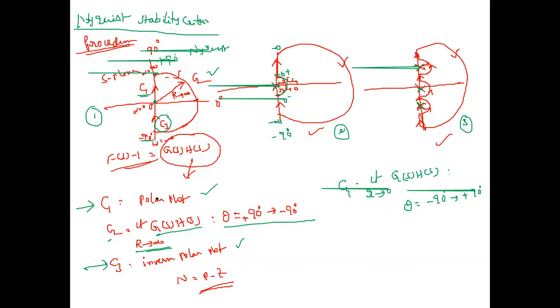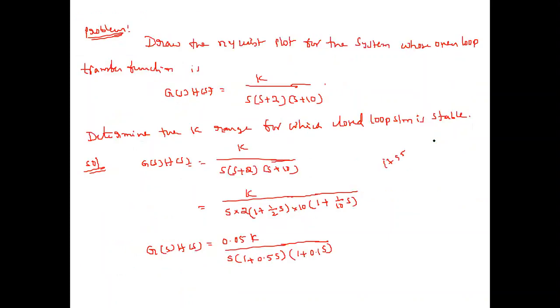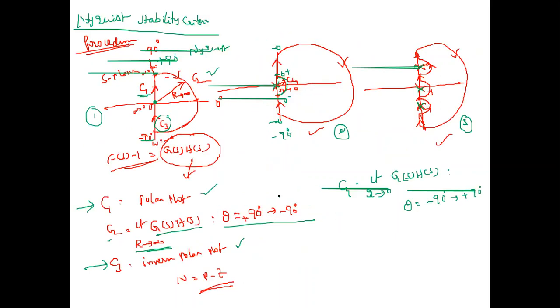After getting the C1, C2, C3, C4 contour mappings, we draw them in the F(s) plane. After getting the overall Nyquist plot, we need to check the number of encirclements about the -1, 0 point, and this number of encirclements must be equal to P minus Z. Then only the system is stable.